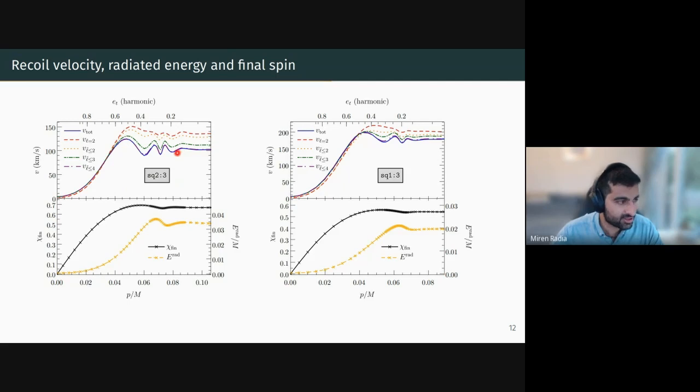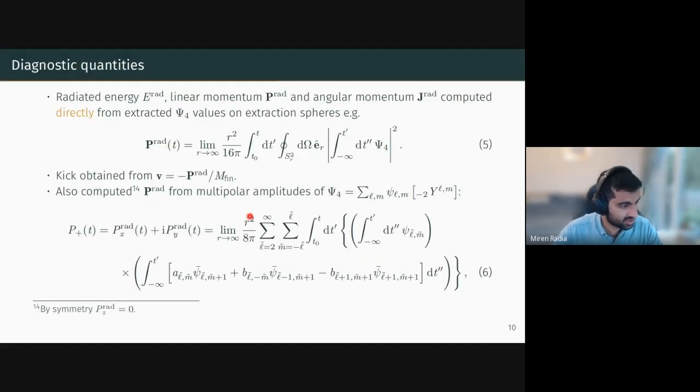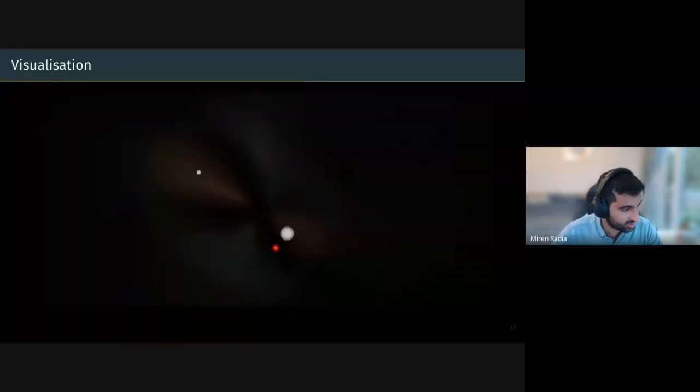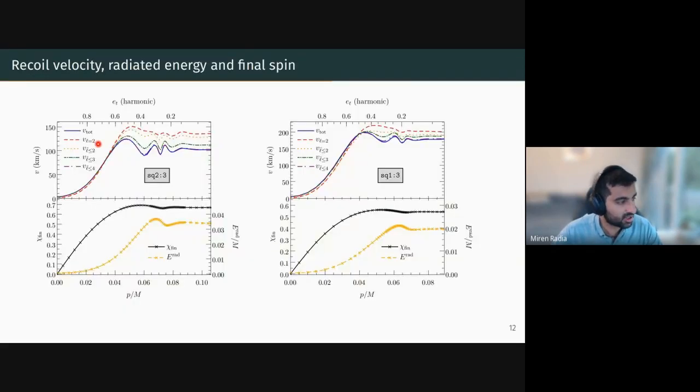In addition, on the top panel, we've plotted the contribution from different partial sums in the complicated overlap formula for the radiated momentum. That was equation 6. If I just go back, you can see that there's a sum here for L tilde and M tilde. So I have the yellow dash, the green dash, and the purple-green dot-dash. These are only including L tilde less than or equal to 2, only including L tilde less than or equal to 3, and only including L tilde less than or equal to 4.